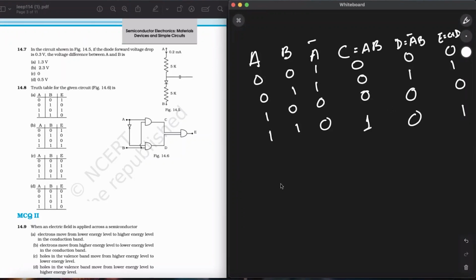They have arranged the truth table differently. So we'll just check. When A, B is 0, 0, the E value is 0. Now we'll just have to check between these two. At 0, 1, the value is 1. 1, 0, the value is 0. So 0, 1, 0, 1. This one is correct. Okay. So option C is the correct answer.